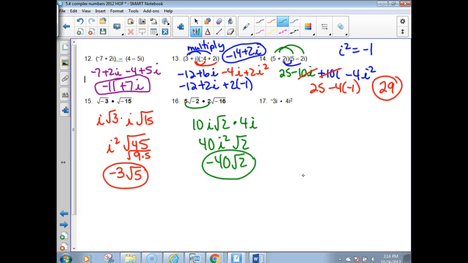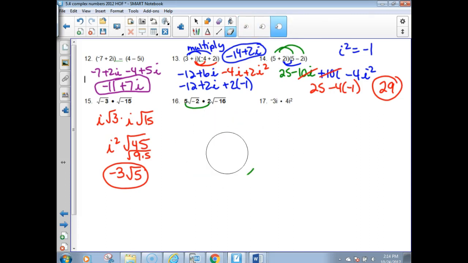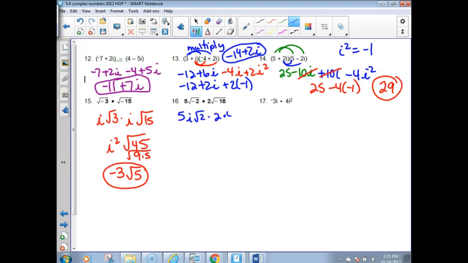Do you want me to do that one a different way? I can. I'll get the same answer. Okay, so let me show it again. I'll pull out the i. The square root of negative 16 is 4i. Is that good? Maybe that helped a little bit. Okay, 5 times 2 times 4 would be 40. i times i squared, square root of 2. And now I've got my negative 40 square root of 2. Is that better? Okay, either way is correct. I think you guys saw it better that way.